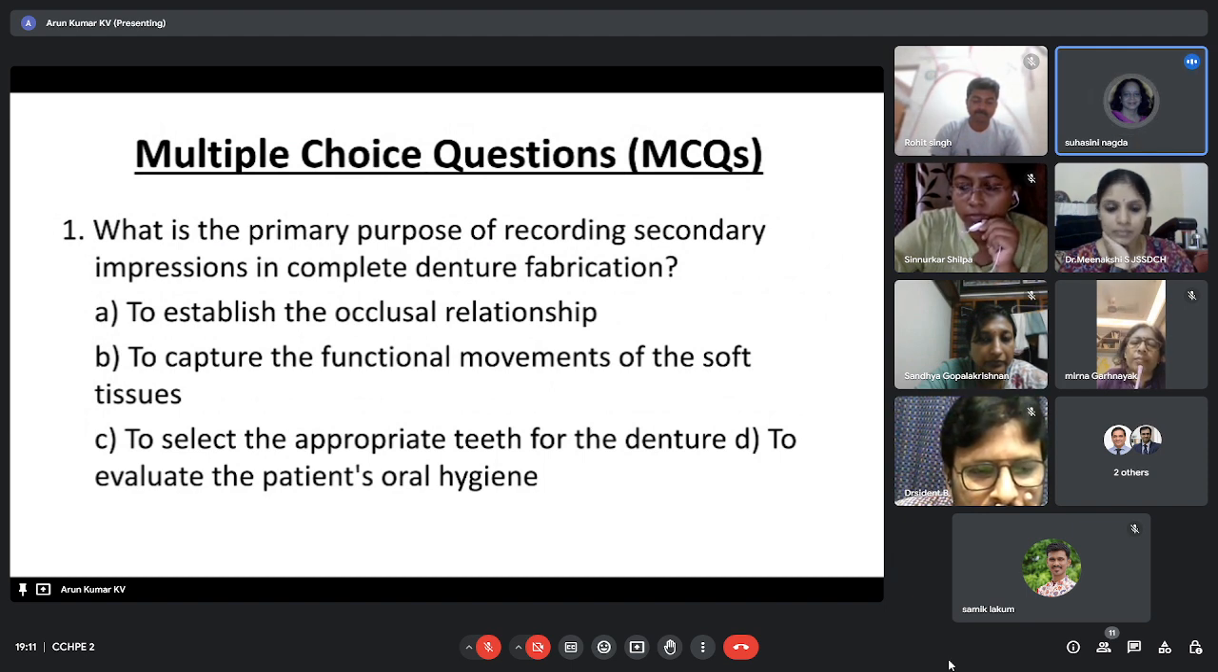So when you are preparing one answer, to record, not capture, please, this is a wrong word. You are not photographing. You are recording the functional movements of the soft tissue. That's also part of the impression, recording. And also the anatomical structure, that's also part. So will you mark both? Those who write A also get marks, B also get marks.